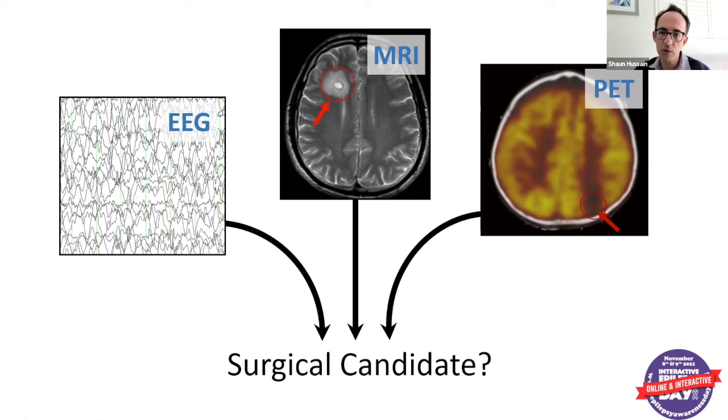Now, there's a lot of nuance to this and lots of exceptions to this rule, and many patients who do well after surgery don't have a compatible result with all three of these. Often it's only two, sometimes it's only one. And that is a big ongoing challenge with regard to the surgical management of epilepsy in general, trying to figure out who are the best candidates.